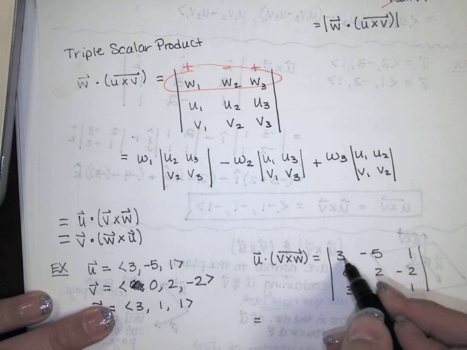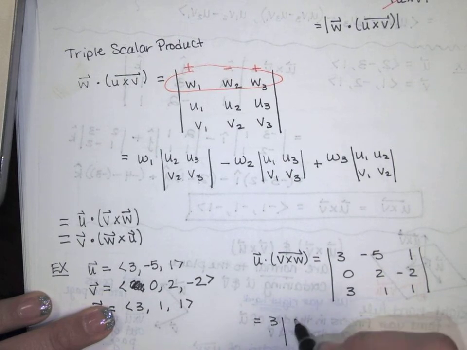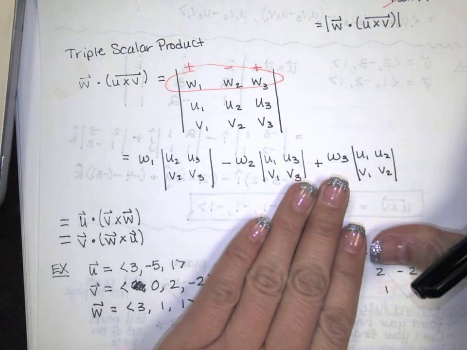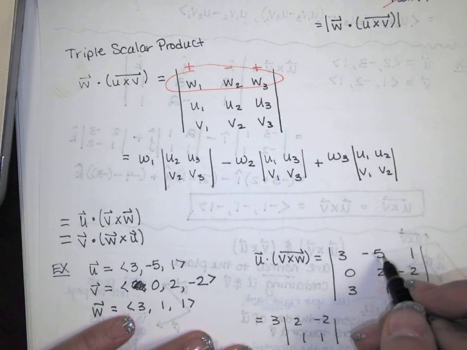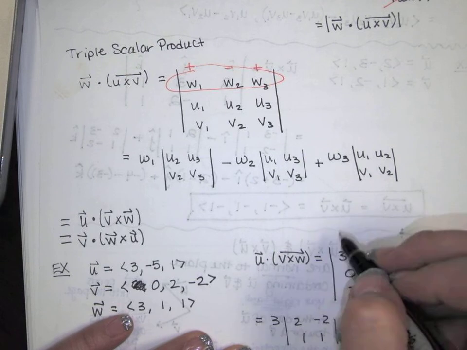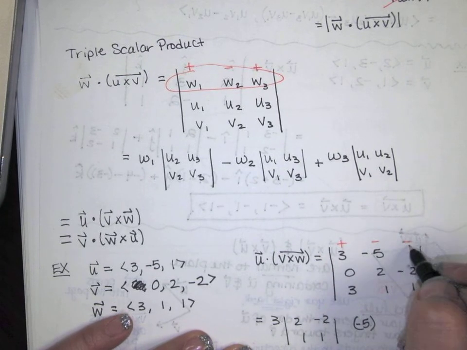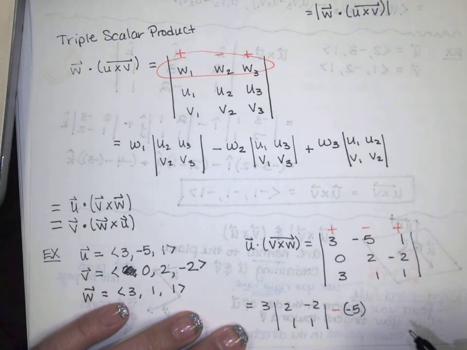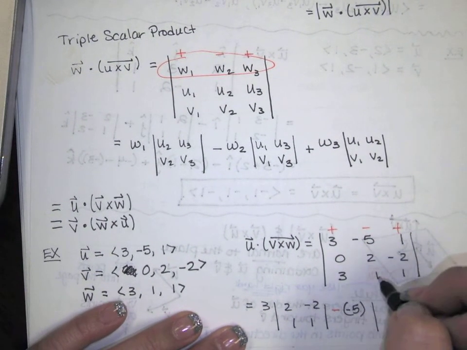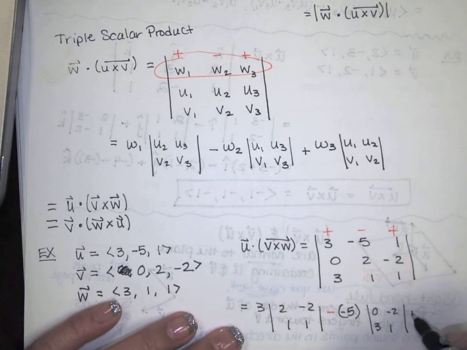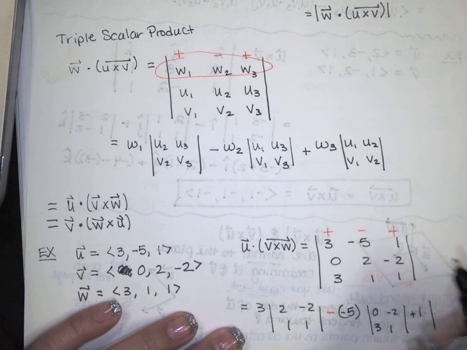So we cross out the row and column containing the 3. Then you've got 2, -2, 1, 1, because we're crossing that out. Then you're going to say minus a -5. You always do plus, minus, plus. You change the sign on that middle term. So you have minus a -5, cross out the row and column containing -5, so you have 0, -2, and 3, 1. And then last is 1, then you have 0, 2, and 3, 1.